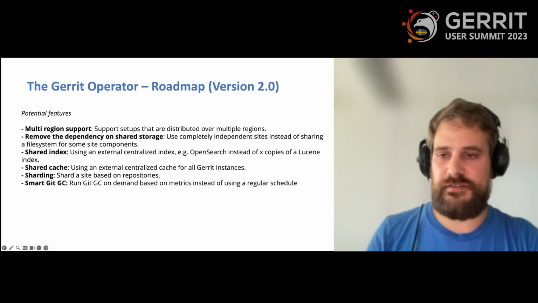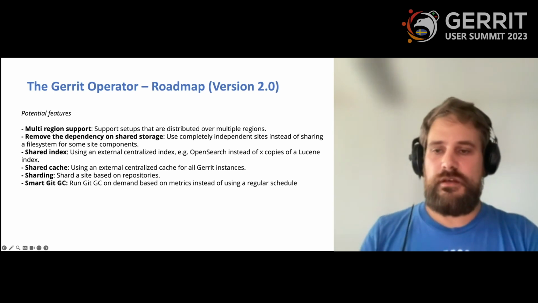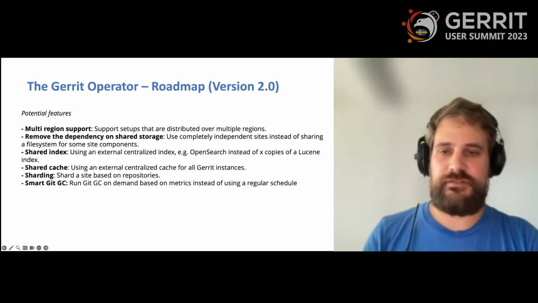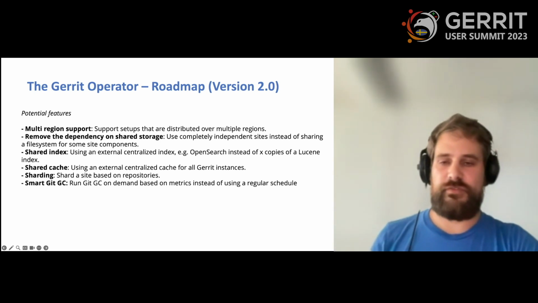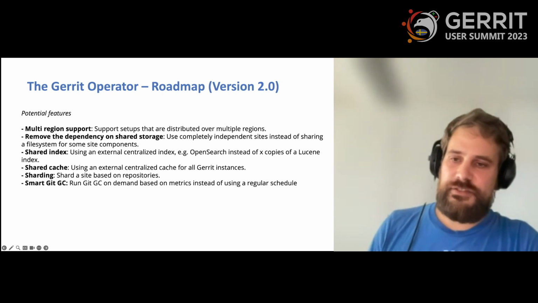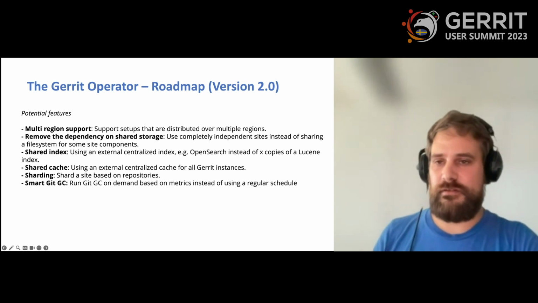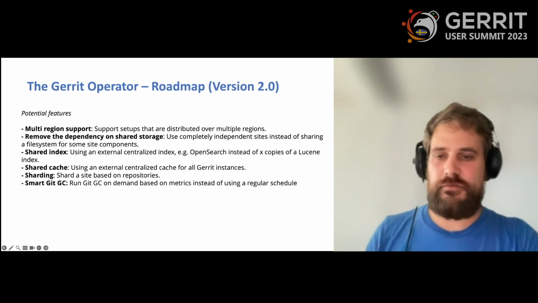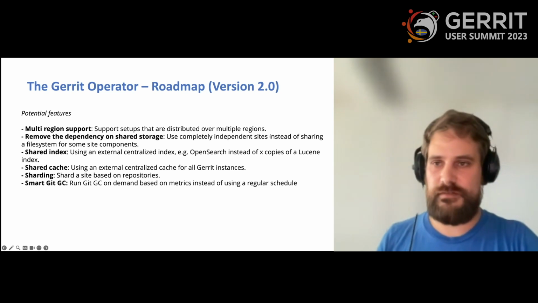Another thing that we discussed is sharding based on repositories to be able to optimize the Gerrit instances based on what repositories they serve. This is especially interesting for the replicas, so that we could have dedicated replicas for large mono repositories, for example. And we would like to make Git garbage collection smarter so that it reacts on metrics instead of just running on a schedule. And there was already another talk in the summit by Ponch, who also started working on that. So this will definitely also be interesting for us.